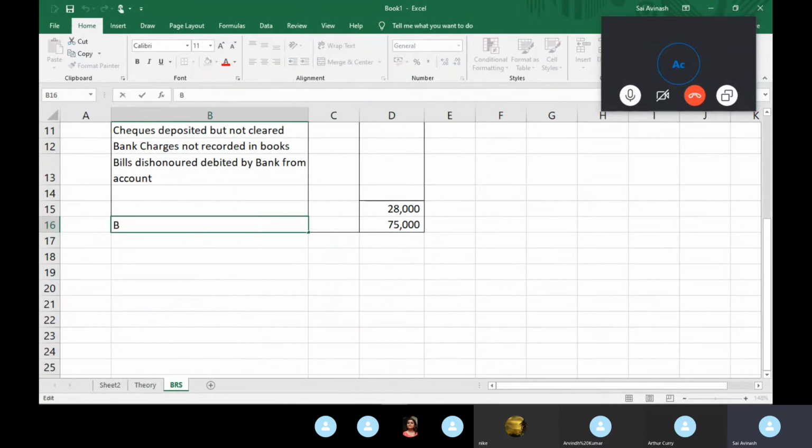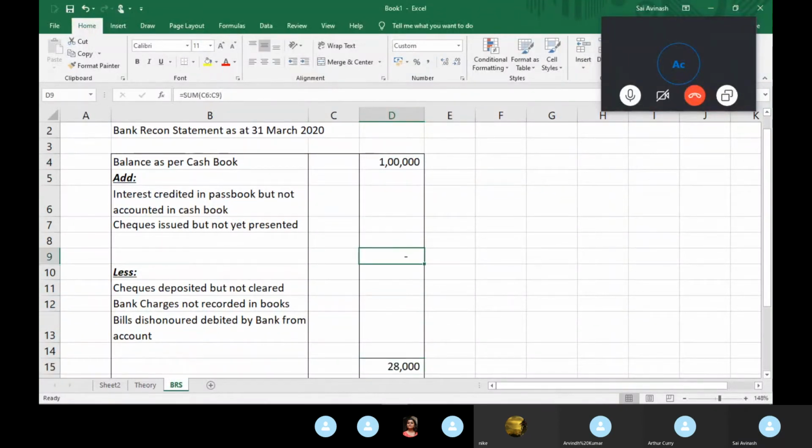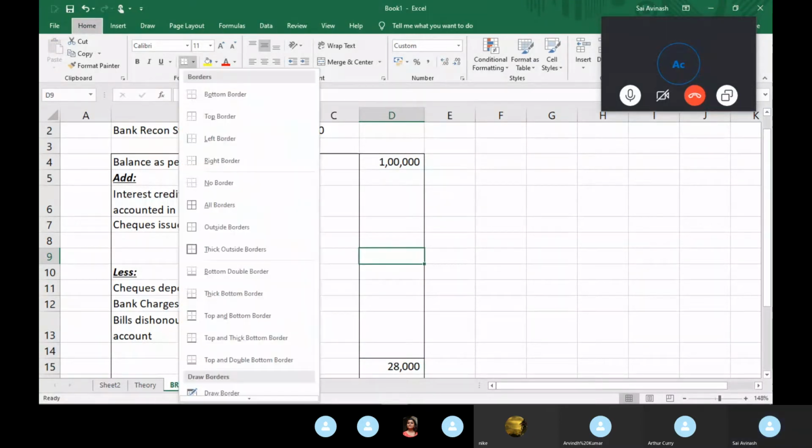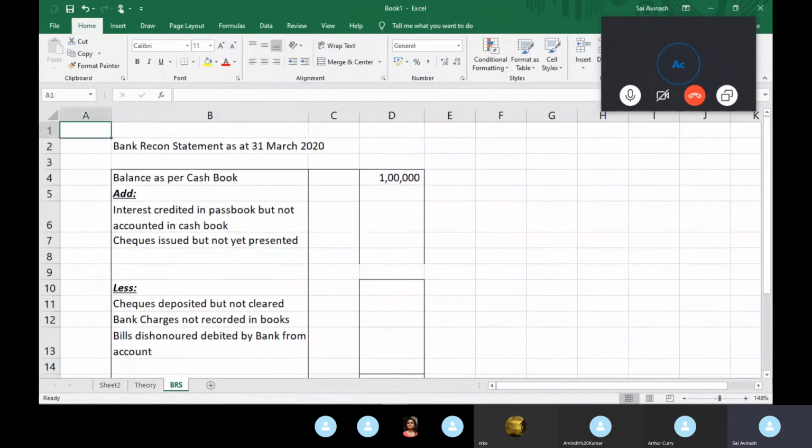So let's say this is arrive balance as per passbook. Right. So what is this? We basically have to go ahead and all these will be pasted. Let's do the math at the end of it. Okay. So let's try to figure out all of these entries one by one.